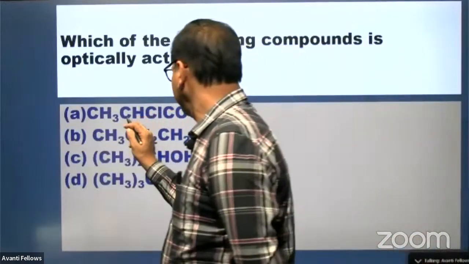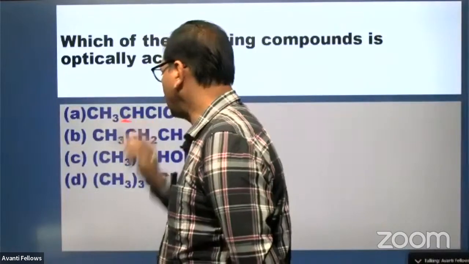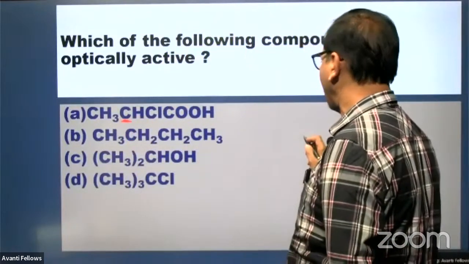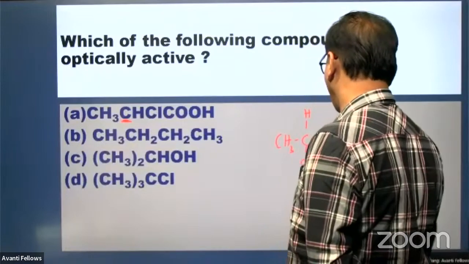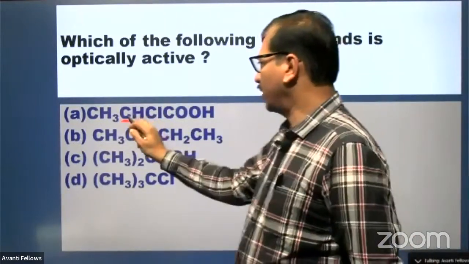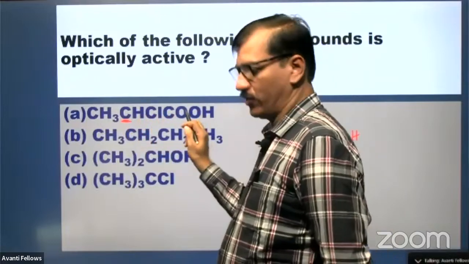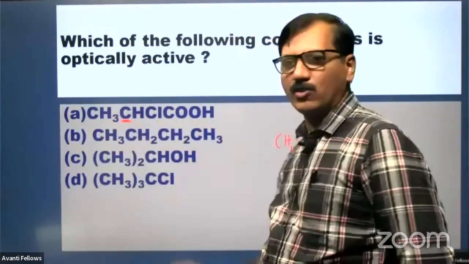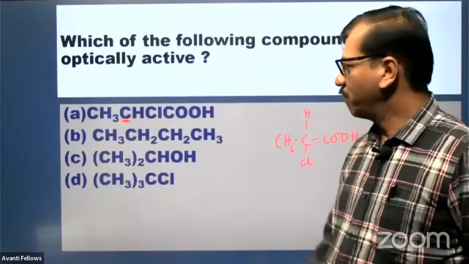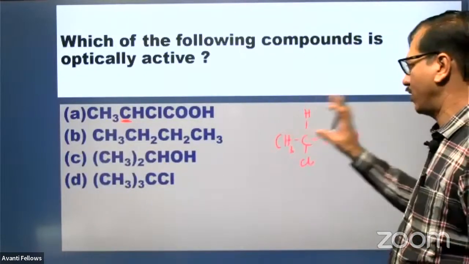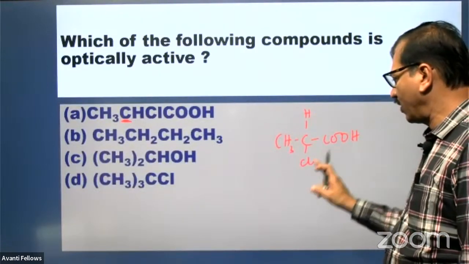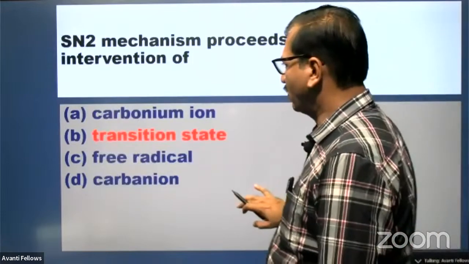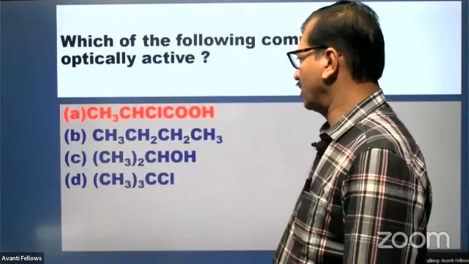Say in option A, this carbon is the optical center, or the chiral center. This has a CH3, one H, another Cl and another COOH. Whenever it is written in this order, it is confusing. But some of you have told the answer without getting confused. That's good. If the carbon is having 4 different constituents, it is optically active. So your answer is correct. This is the correct answer.